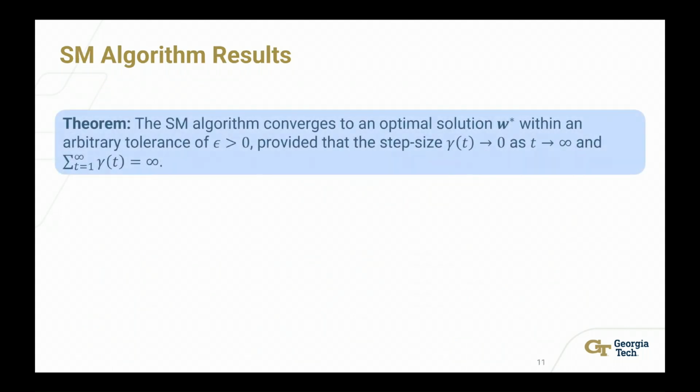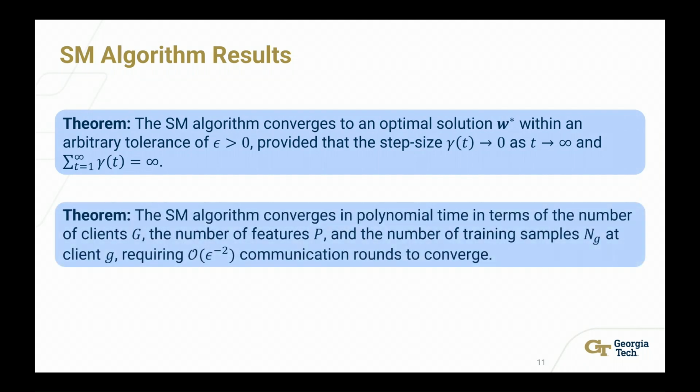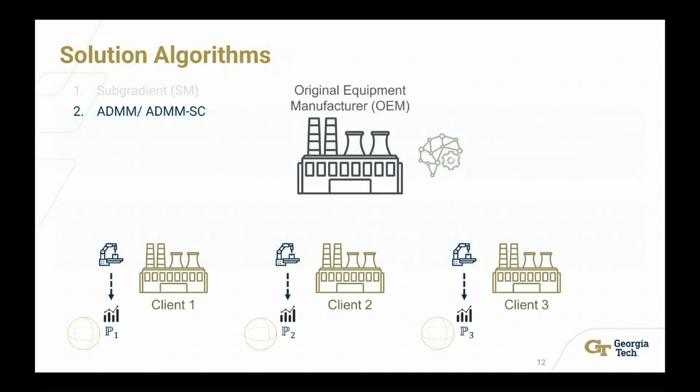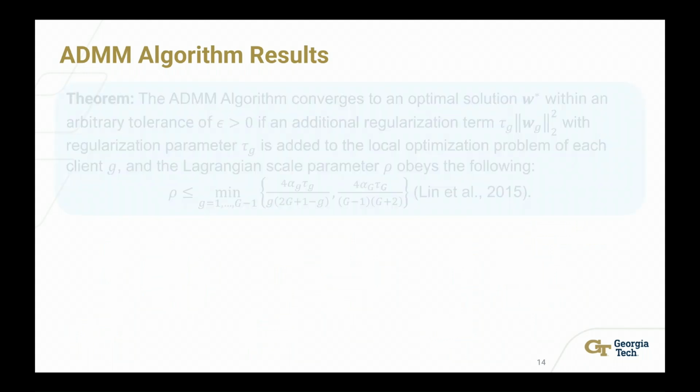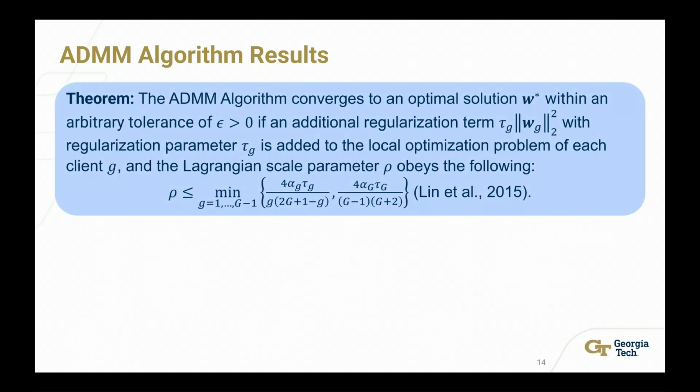Indeed, in the paper, we show that this algorithm converges to an optimal solution of our problem, given that the step size diminishes at an appropriate rate. We also show that this convergence happens in polynomial time. Now we move on to the ADMM algorithm, where the core simplified idea is that each client trains a local model, and the clients share those local model parameters with the central server. The server then aggregates those model parameters and broadcasts an updated global model back to the clients, and this process repeats until potential convergence.